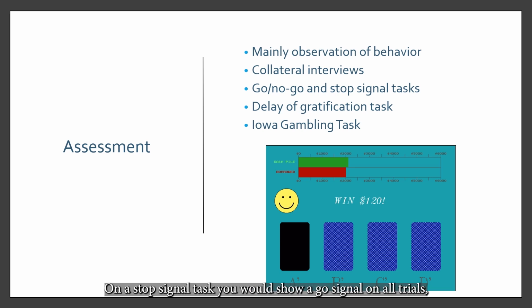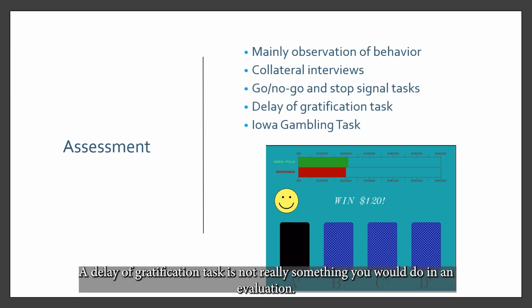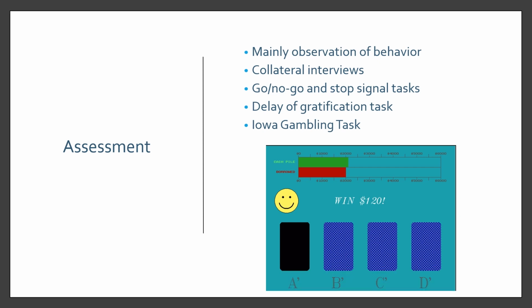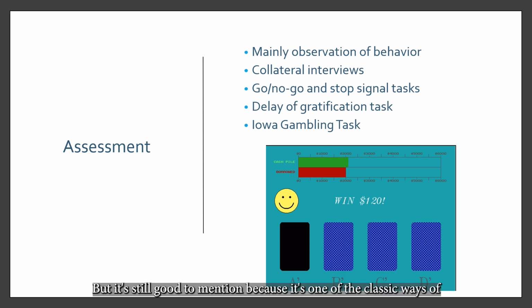On a stop signal task, you would show a go signal on all trials. But then on a minority, just as they're about to respond, you would either play a sound or show a signal that indicates they should not press the button on that trial. A delay of gratification task is not really something you would do in an evaluation, but it's still good to mention because it's one of the classic ways of measuring executive functioning.